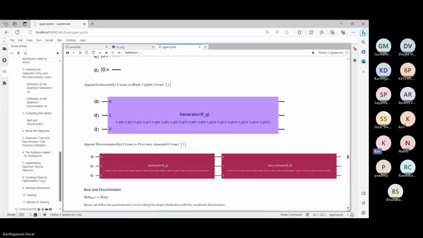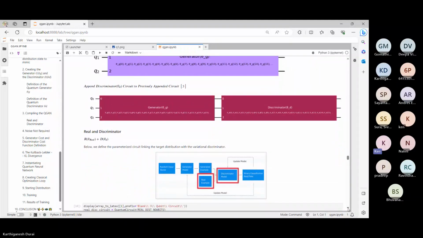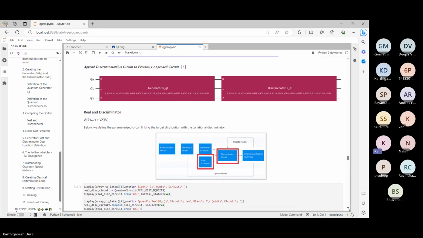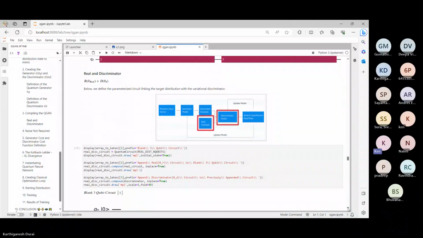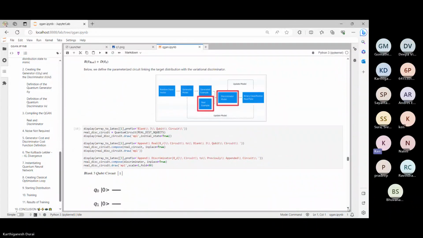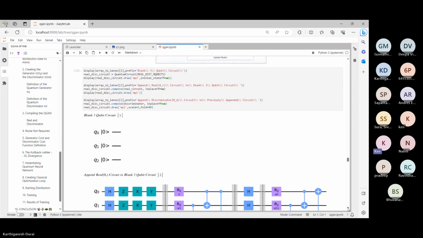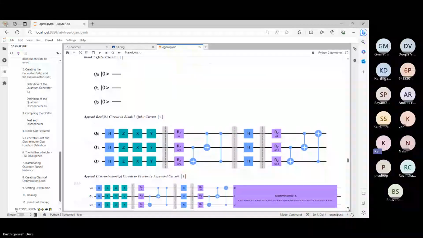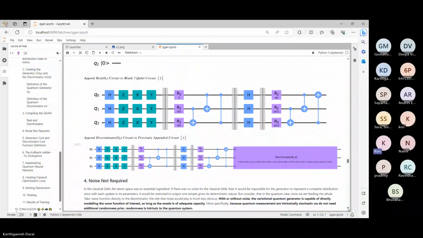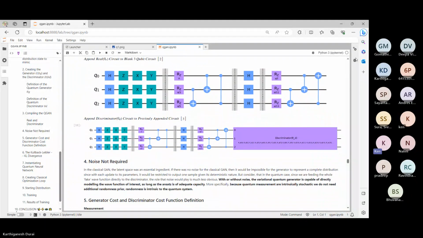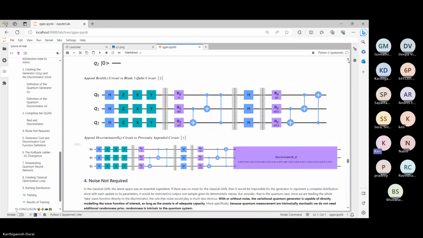Okay. Next, we're going to create the real discriminator, real and discriminator. So a real example with our discriminator. So earlier we created the generator with discriminator. Now we're creating the real with the discriminator. And the process is still the same. And next, we're going to append, okay, so we have the real, yeah, this is still the real now, perfect, so we're good here.